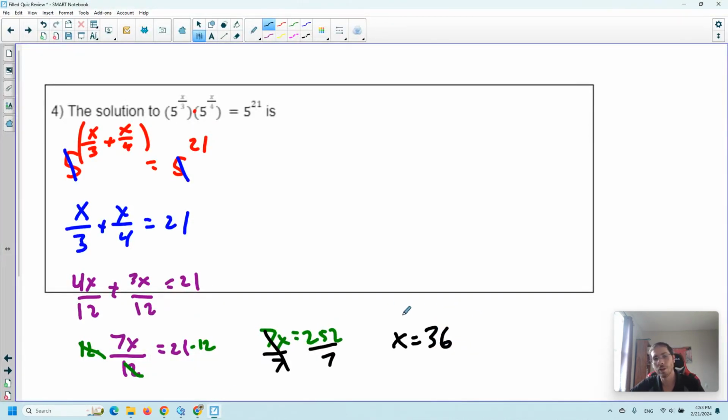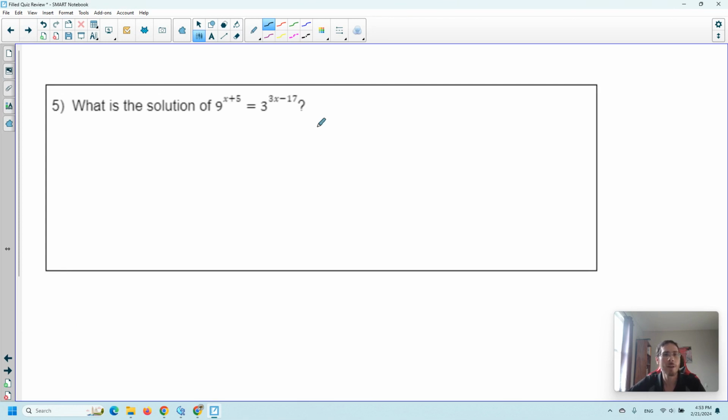How did I know it was 36? I kind of cheated a little bit. I did 21 divided by 7 is 3, and then 3 times 12 is 36. So I broke it up into factors. But you don't have to. You can always use the calculator to check it out. All right, so that's what we got for number 4. For 5, we've got another one we got to solve, but this time the big numbers aren't the same.